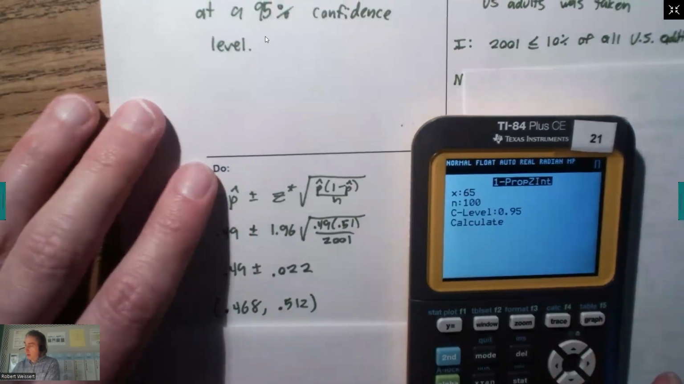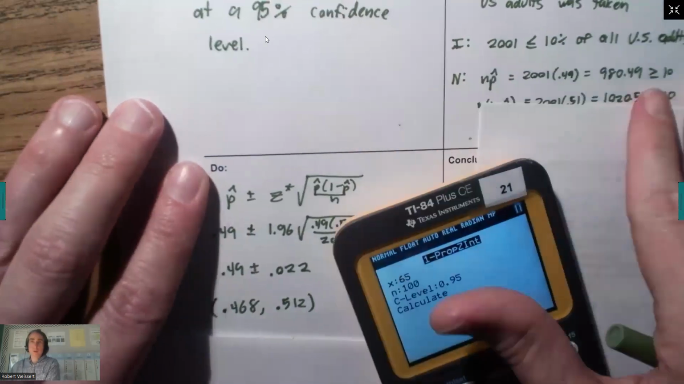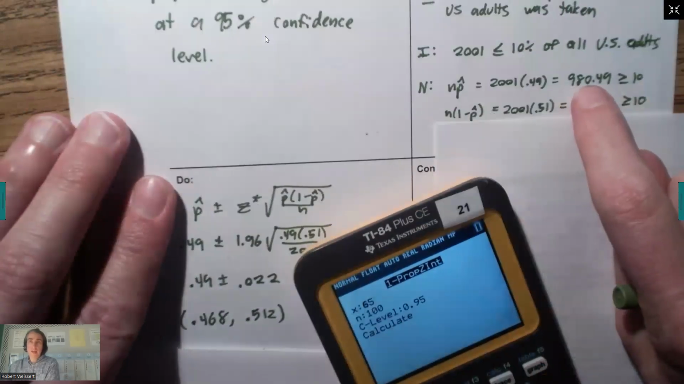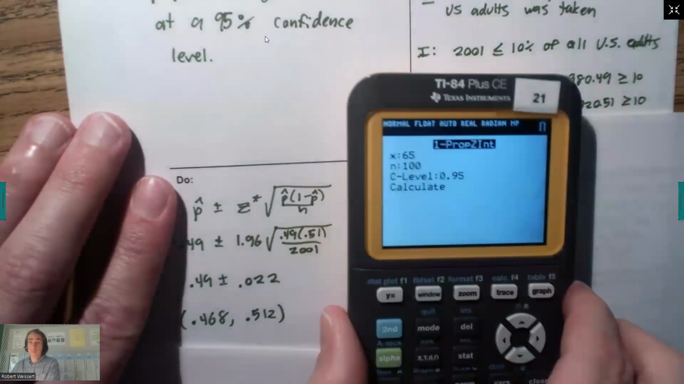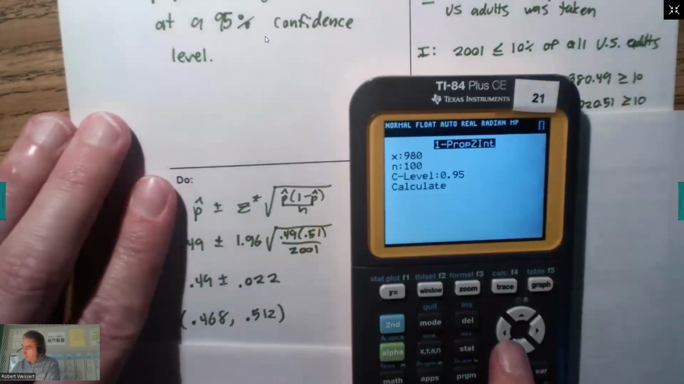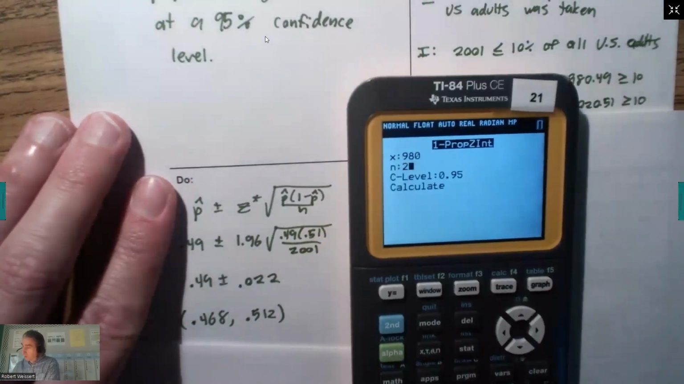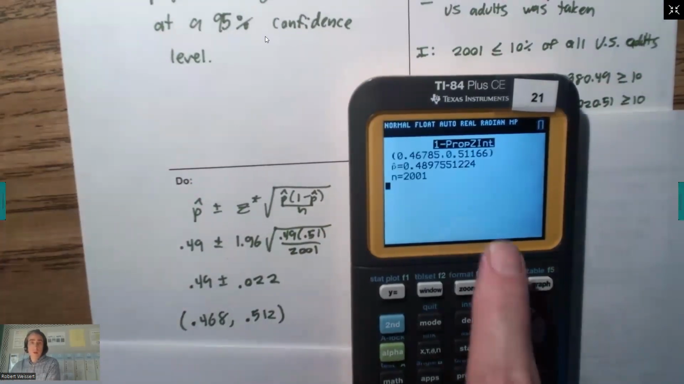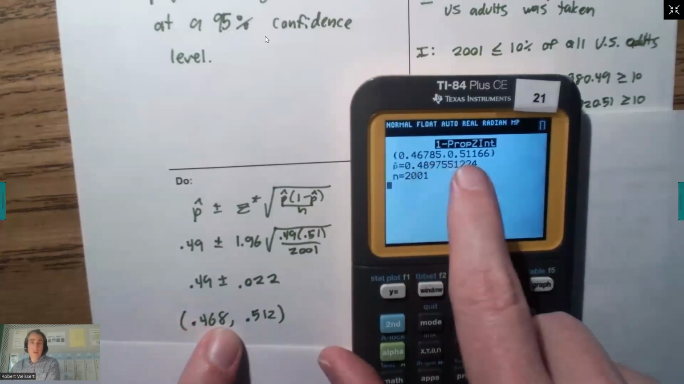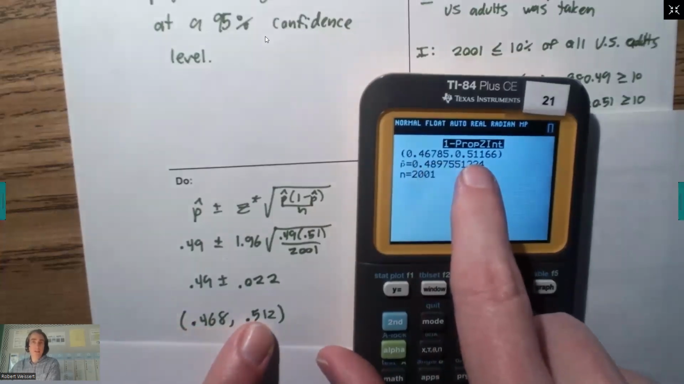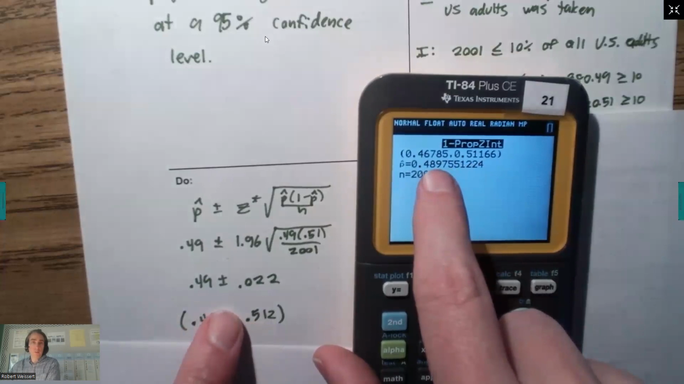So what I want to do is my large count, this right here, 980.49. So that's going to be 980 on the number up there for the top. And then your n is going to be 2001. And we're going to leave that there. And there's your interval, 0.468 and 0.512. So that kind of takes care of that for you. And there's your 49% right there.